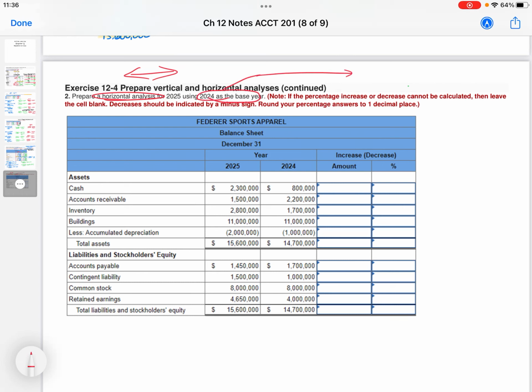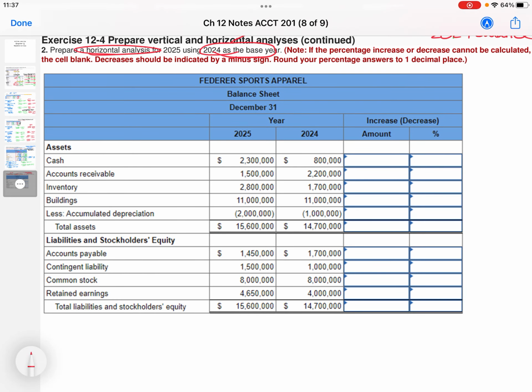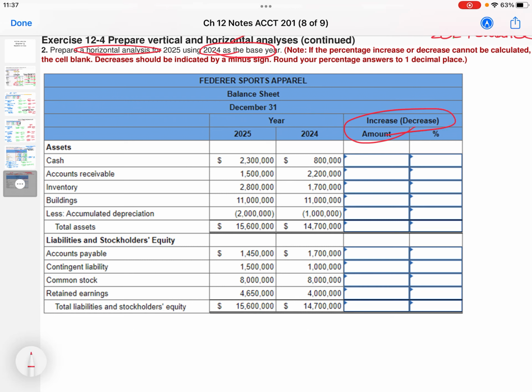So basically what we're going to be doing is taking the increase or decrease, which we call the change in the account, and dividing it by the 2024 balance. Let me show you what that looks like. It's pretty simple. We're given a column that says increase or decrease right here, and this would be simply taking the 2025 number and subtracting away the 2024 amount.